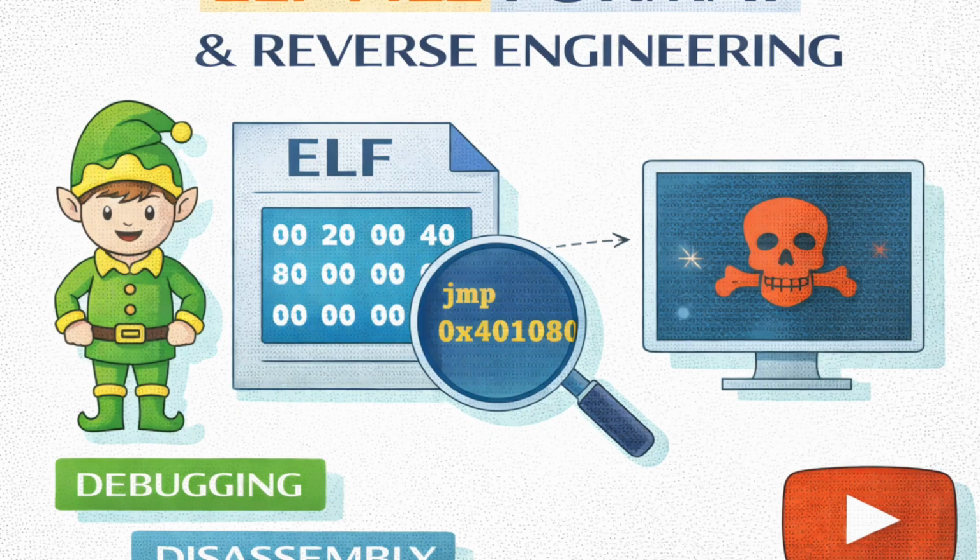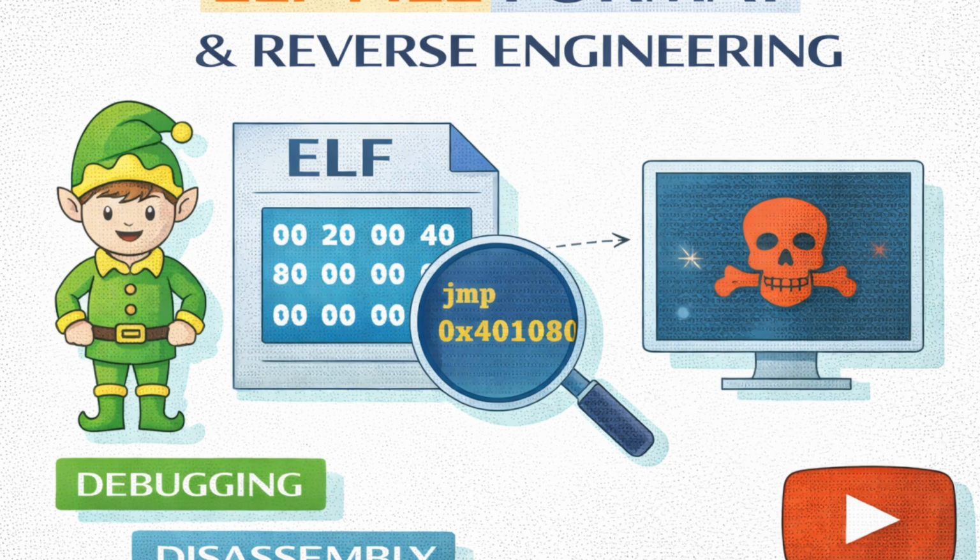Okay, that sets the stakes perfectly. So before we can even look at the machine instructions, we need to understand the container they live in. Every great analyst has to start with the blueprint. And in the world of Unix-like systems, that blueprint is the Executable and Linkable Format, or ELF.